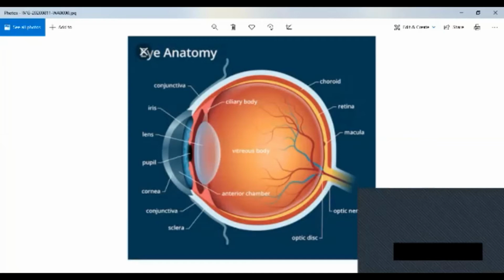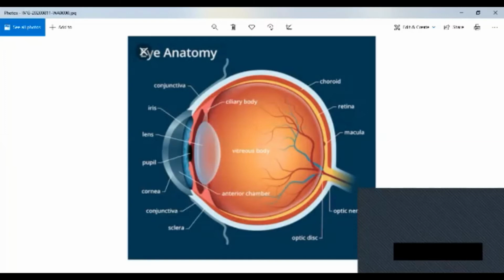And what is the peculiarity of this fluid? It is a jelly-like fluid, and it maintains the shape of the eye. You can see that three-fourths of the eye is filled with the vitreous humor. What is its function? It maintains the shape of the eye. It is present in between the lens and the retina, in the vitreous chamber.